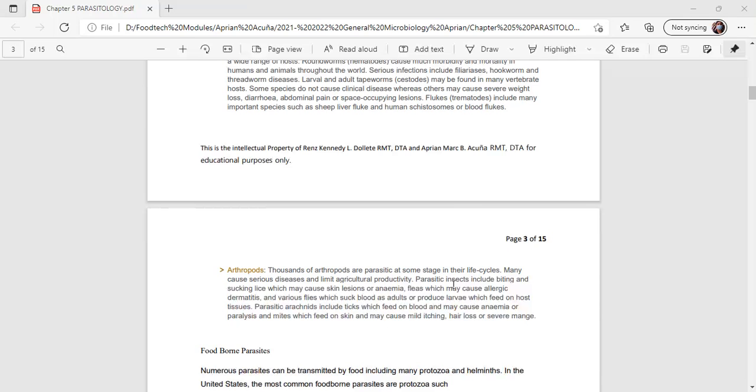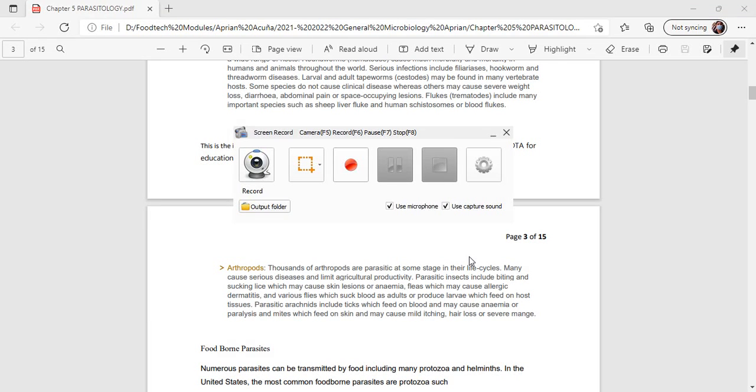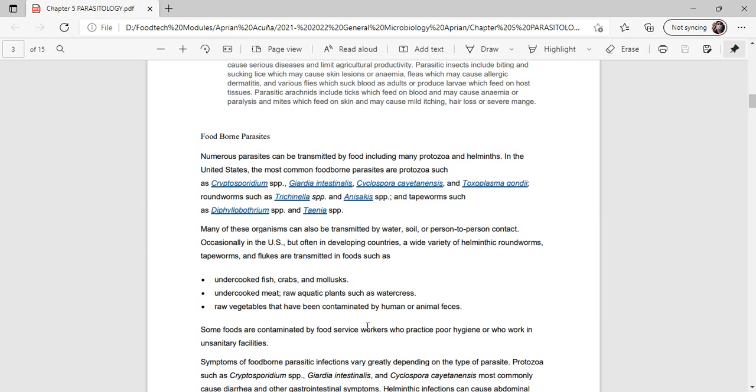The parasitic insects include biting and sucking lice, which may cause skin lesions and anemia. Fleas may cause allergic dermatitis, and various flies suck blood as adults or produce larvae which feed on host tissue. An example is the bot fly. The parasitic arachnids include ticks, which feed on blood and cause anemia or paralysis, and mites, which feed on the skin and cause mild itching, hair loss, and severe mange.